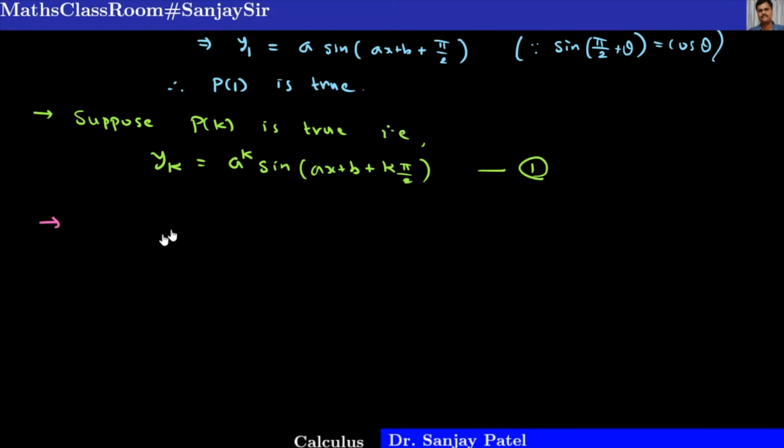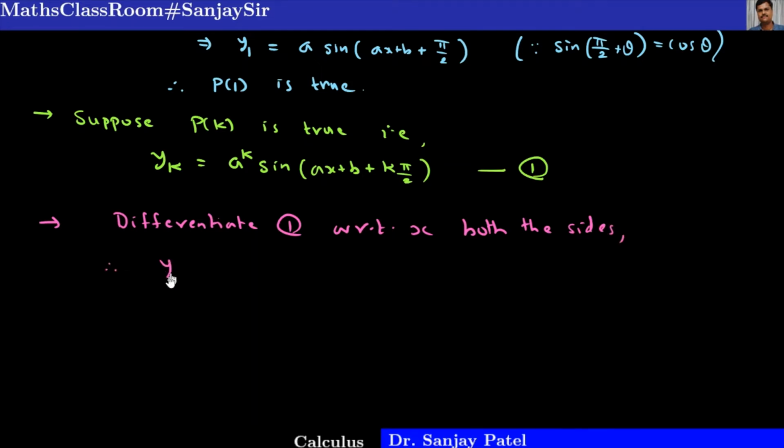let us consider the next derivative of this yk. Yk means the kth derivative of y with respect to x. So we differentiate result number 1 with respect to x on both the sides. So what we get is yk plus 1, because the derivative of yk is the next derivative, that is yk plus 1. Here this a raised to k is constant, so we keep it as it is.